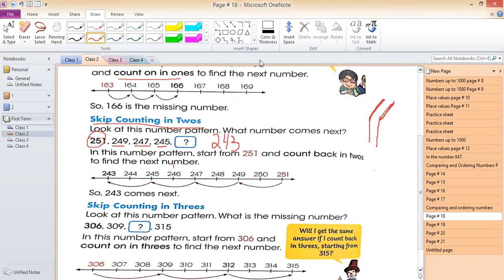Or you can check with the help of a number line also. Look, this is 251. You are going back: 1, 2, 249. 1, 2, 247. 1, 2, 245. And 1, 2, 243. Clear, guys?